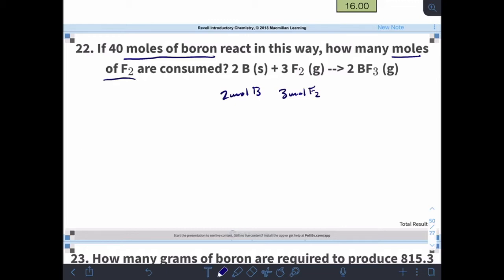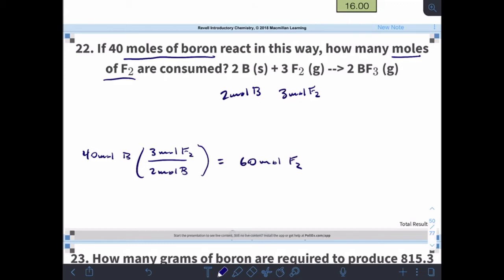If we start with 40 moles of boron, I'm going to write a relationship that has boron on the bottom and fluorine on the top. So 40 times 3 halves, or 40 times 3 divided by 2, however you like to think about it, will give us 60 moles of fluorine. I only had to do one step here because I'm just going from moles to moles.